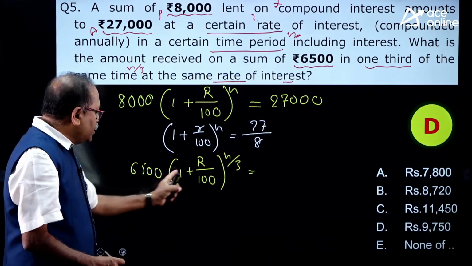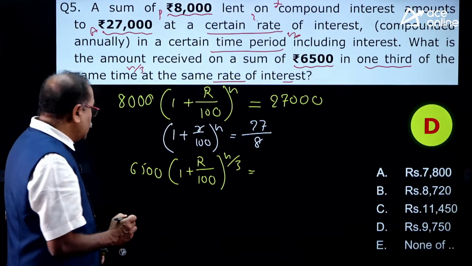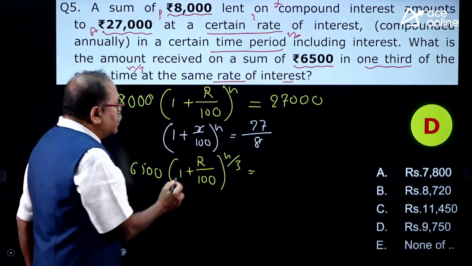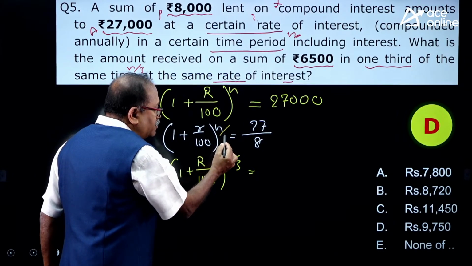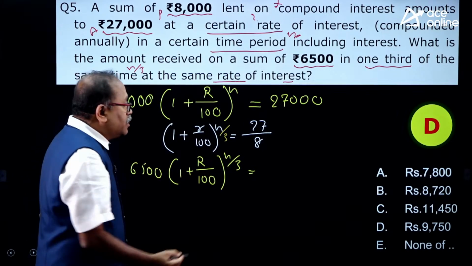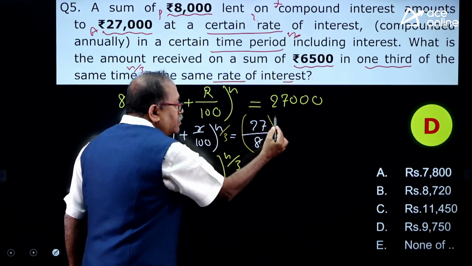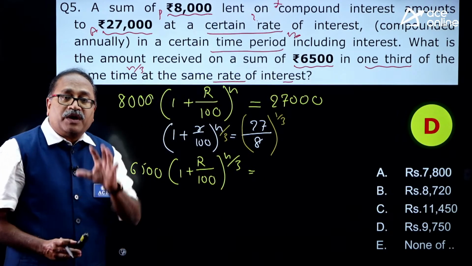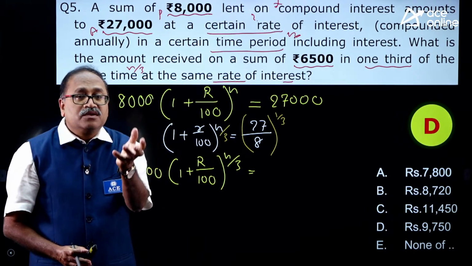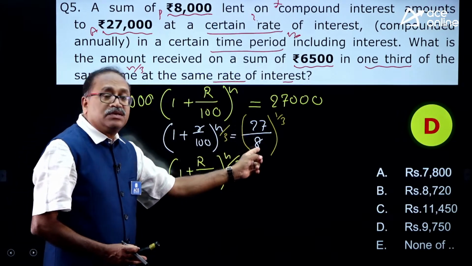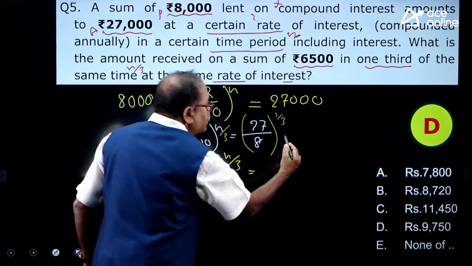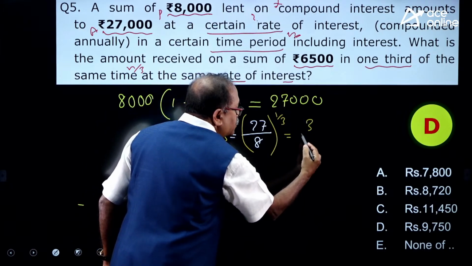Now I need this value. So what if I make a small modification over here: this is n by 3, so this will also be the power 1 by 3. Power 1 by 3 is nothing but the cube root of these two numbers. And what is the cube root of these two numbers? The cube root of these two numbers will be 3 by 2.